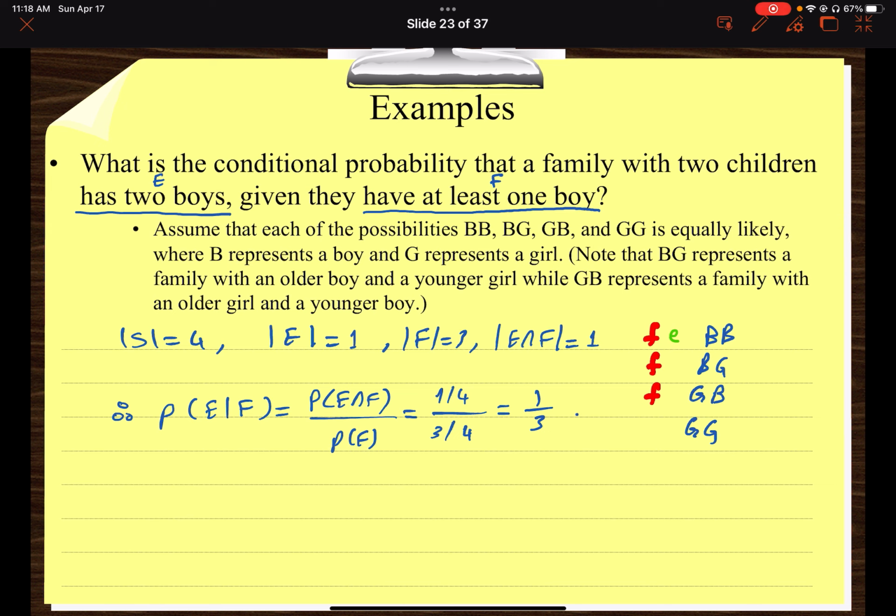Okay, let's ask again our question. Are E and F independent in this case? They're not independent. Why? The probability of E given F equals 1/3. What is the probability of E? Probability of E is 1 over 4. Since the 2 probabilities are not equal, they are not independent.